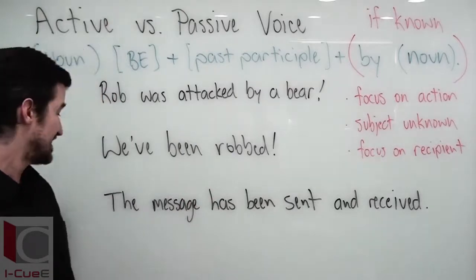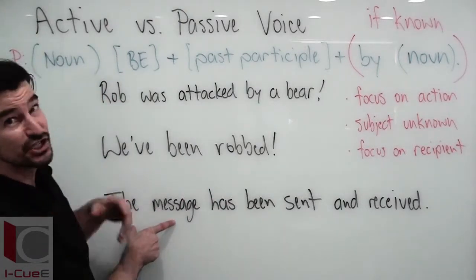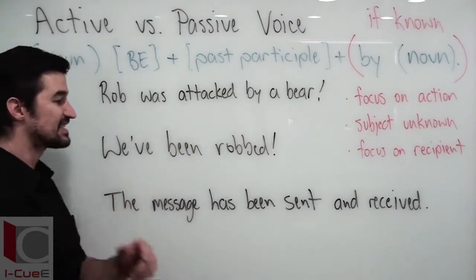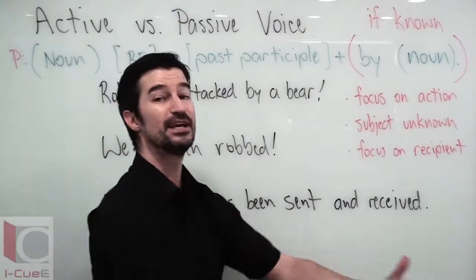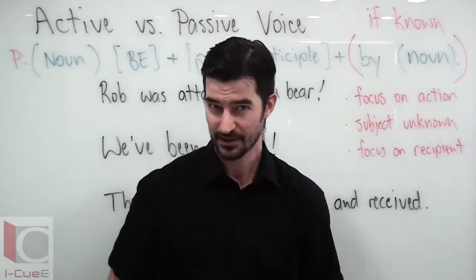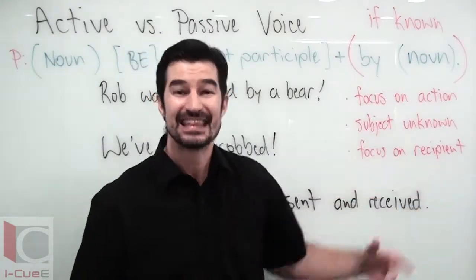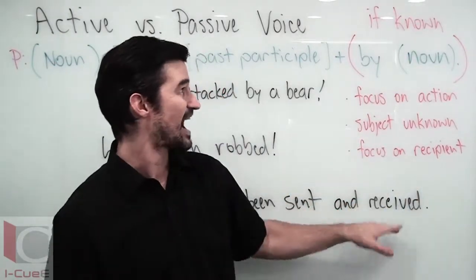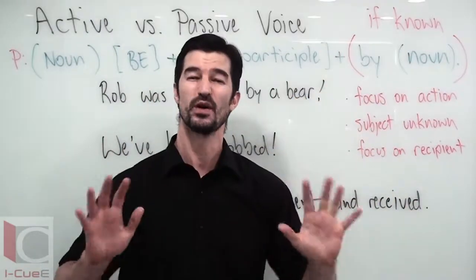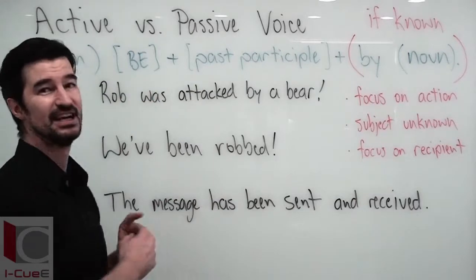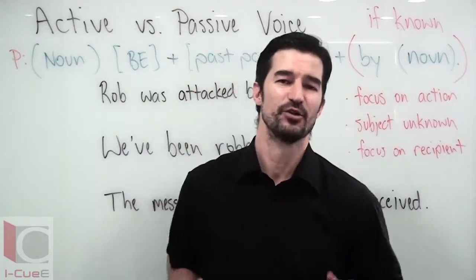So here you can see that you can have one passive subject. The message is not doing anything. The message is what has been sent by someone and has been received by someone else. And we want to focus on the message, the thing receiving these actions. But again, by whom? Either we don't know or we don't care. It's the message that has been important.